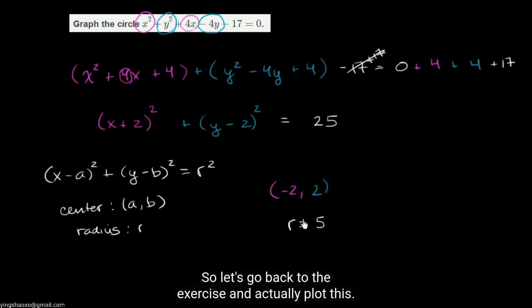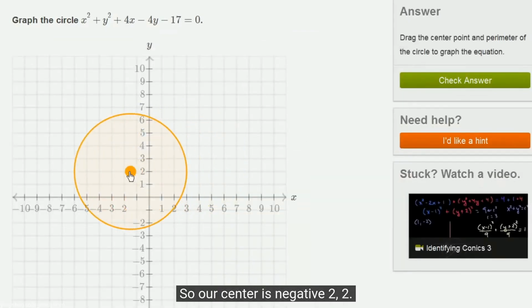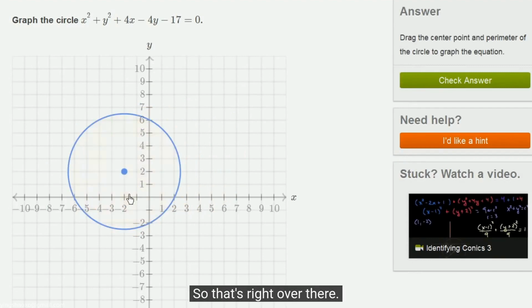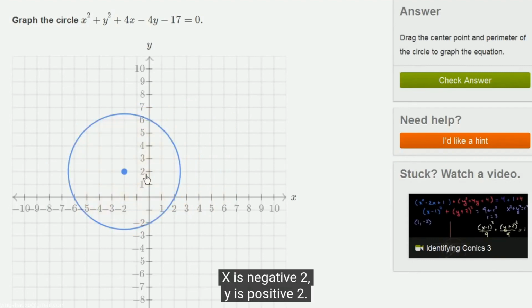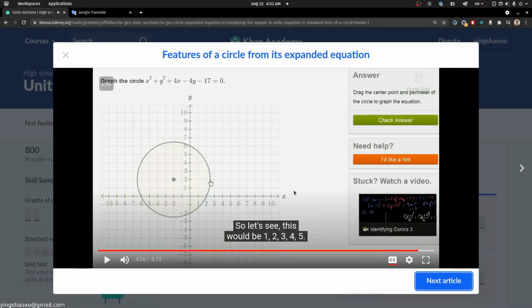So let's go back to the exercise and actually plot this. So our center is negative 2, comma 2. So that's right over there. X is negative 2, y is positive 2, and the radius is 5. So let's see, this would be 1, 2, 3, 4. Okay, so far so good.